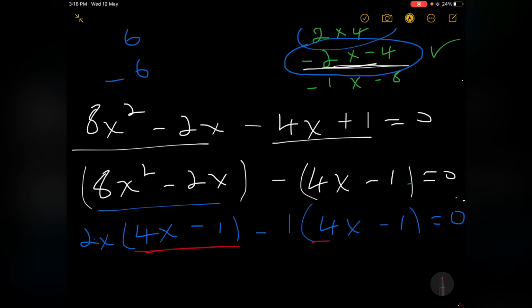Again, we see that our parentheses are equal. So we're going to write the 4x minus 1 as its own parentheses, and then 2x minus 1. And we're going to equate them to 0.